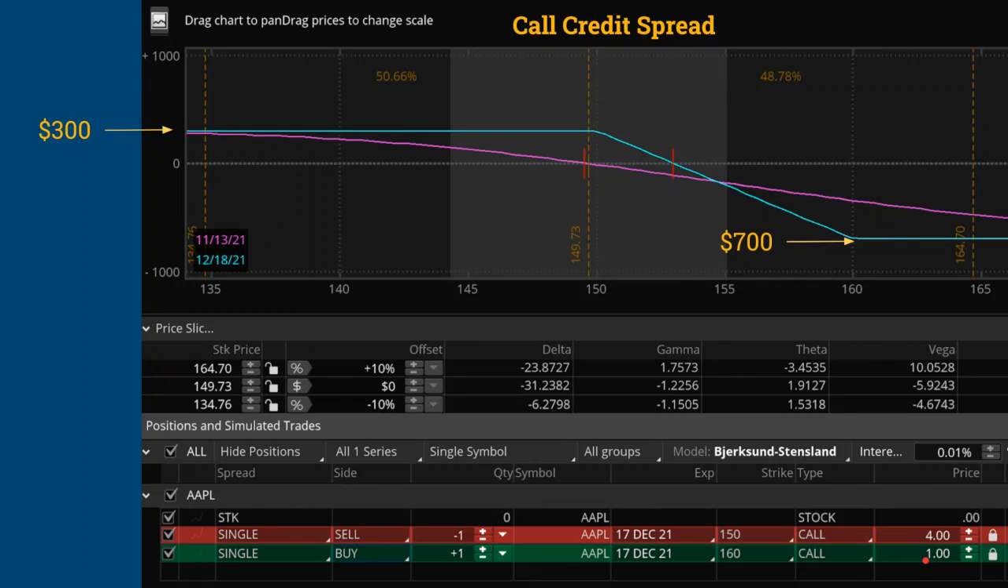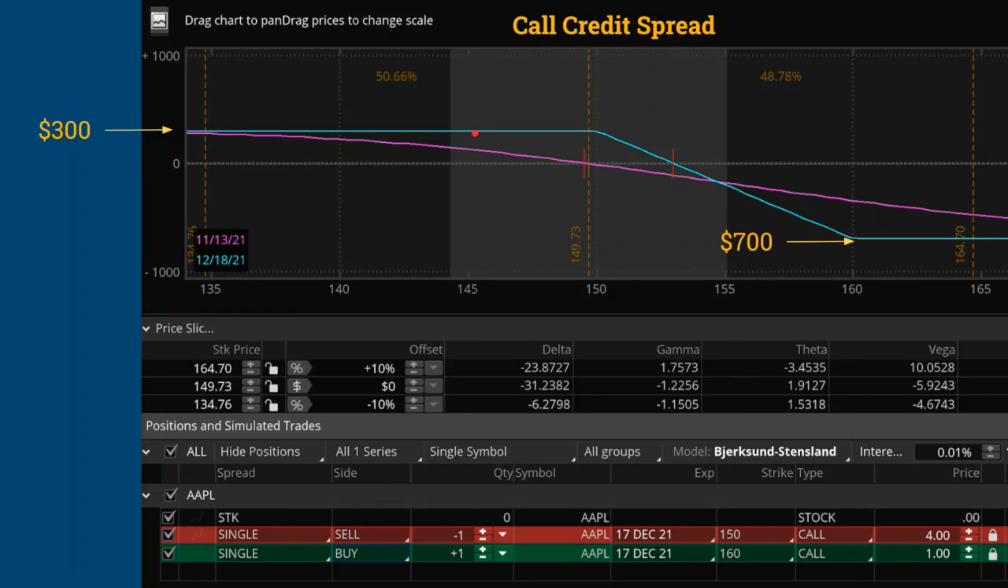times 100, which means we got a $300 credit when we open the trade. Now, what you can see is that if you look at the line up here, the expiration line maxes out at exactly that same $300. So the credit we collect, if it expires anywhere below this 150 mark, we just keep that credit. The value goes to zero.